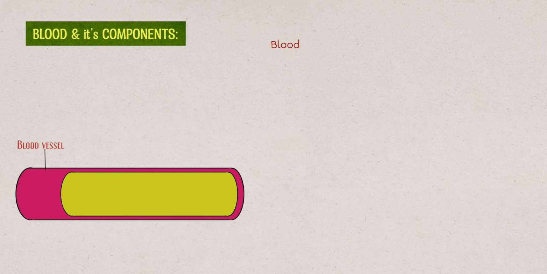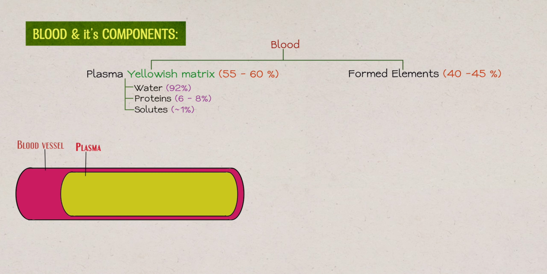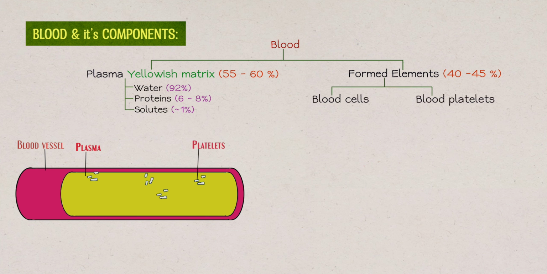Let's take a look at the basic flow chart of blood and its components. The major components of blood are plasma and formed elements. Plasma makes up around 55 to 60% of the blood, while formed elements make up around 40 to 45% of blood. Plasma is comprised of 92% water, 6 to 8% proteins, and around 1% solutes. Formed elements contain blood cells and blood platelets.